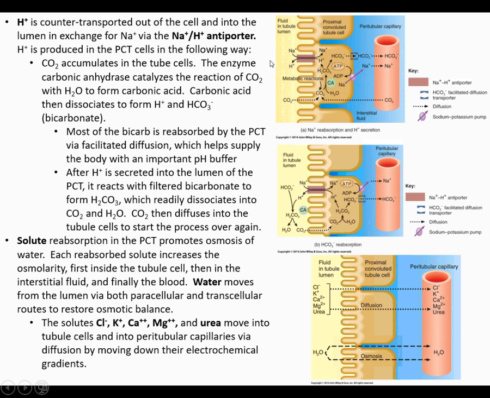Most of the bicarbonate, HCO3, is reabsorbed by the proximal convoluted tubule by facilitated diffusion, which then helps supply the body with an important pH buffer. It's going from the tubule cell into the blood, can become a buffer, and we'll talk about that more at the end of the lecture.